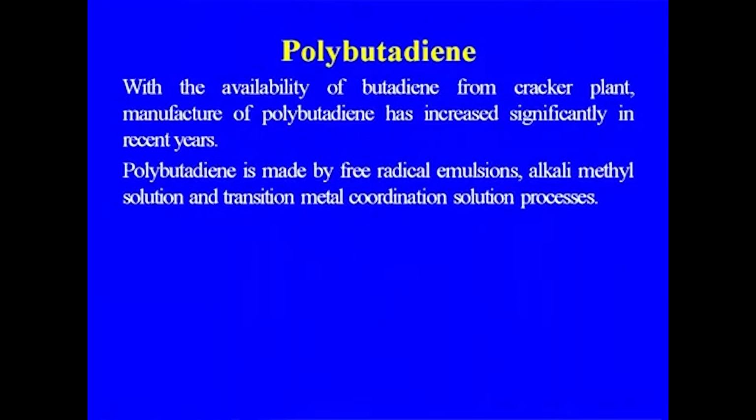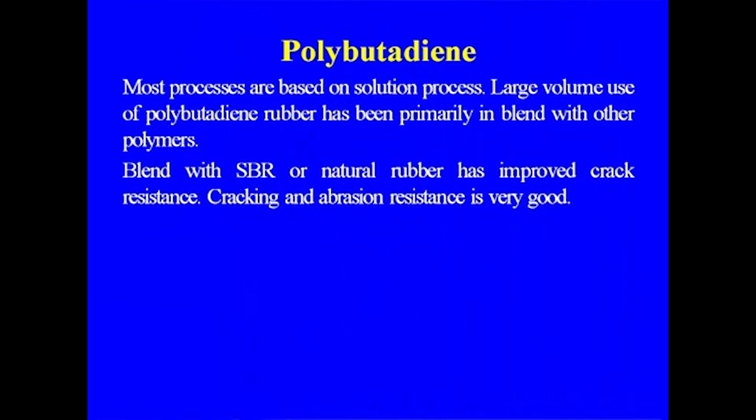As far as the process is concerned, polybutadiene is made by free radical emulsion, alkali metal solution, and the transition metal coordination solution process. Most processes are based on the solution process. Large volume use of polybutadiene rubber has been primarily in blends with other polymers. Blending with SBR or natural rubber has improved the crack resistance. Cracking and abrasion resistance is very good in the case of polybutadiene.